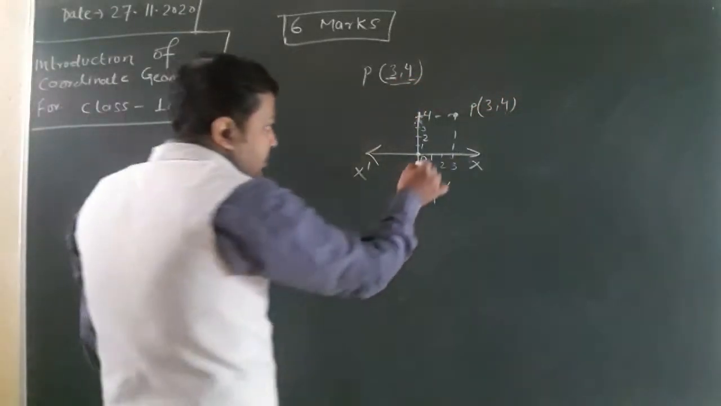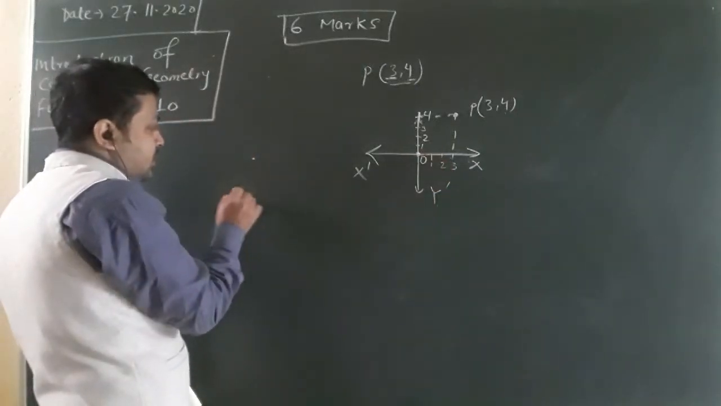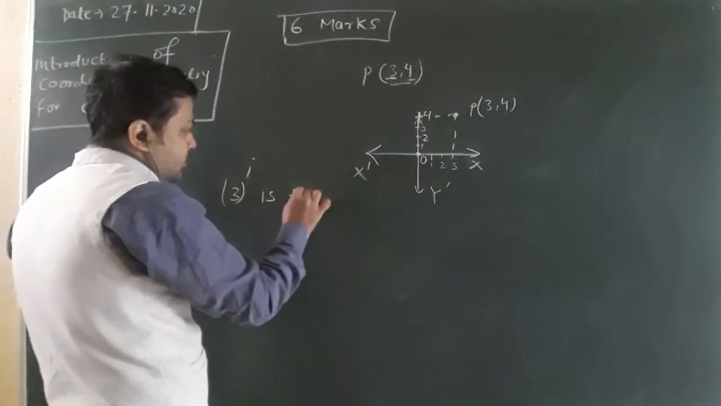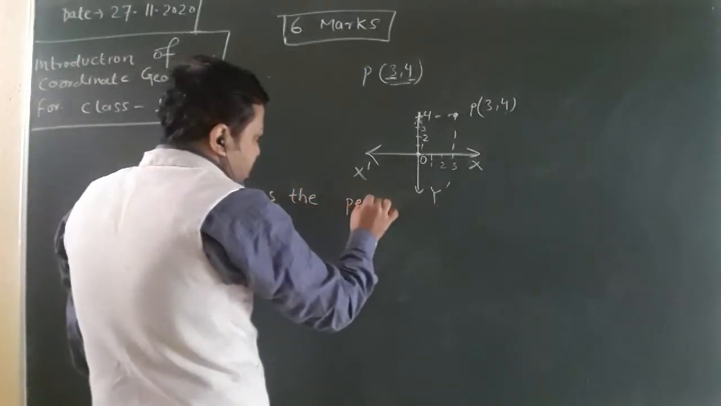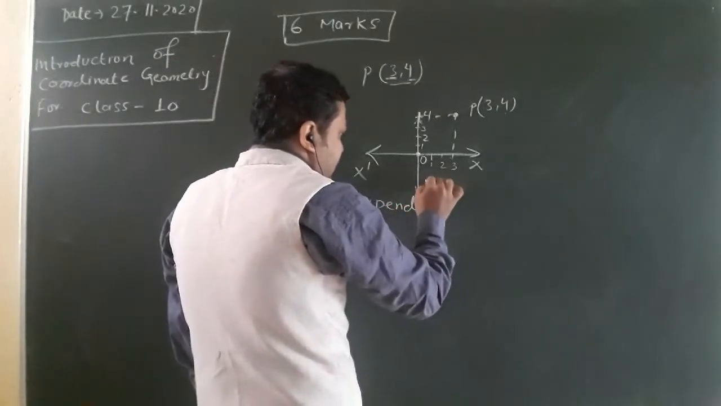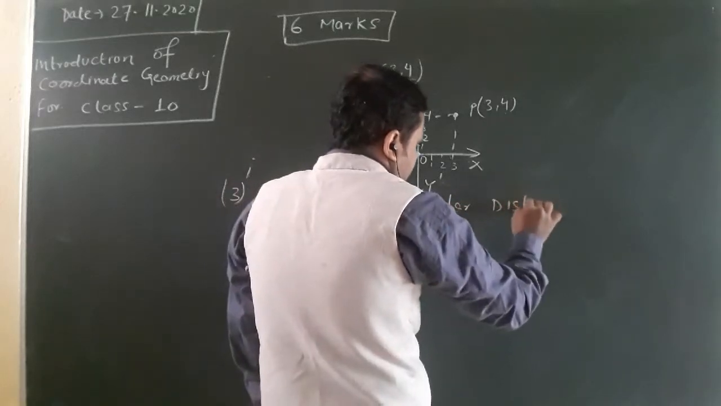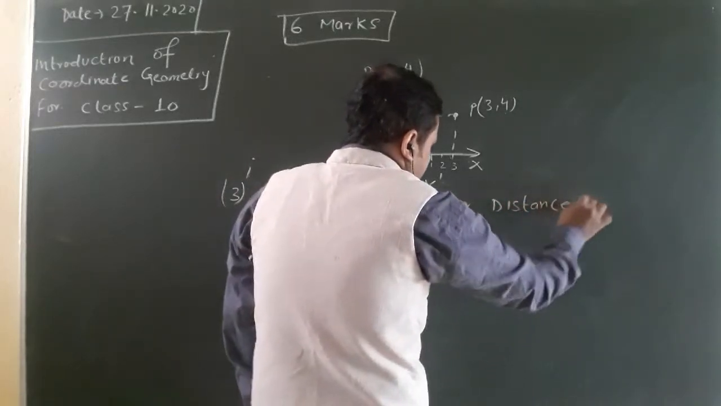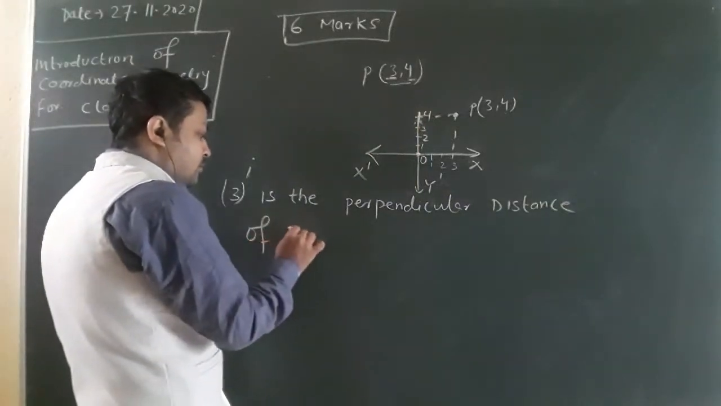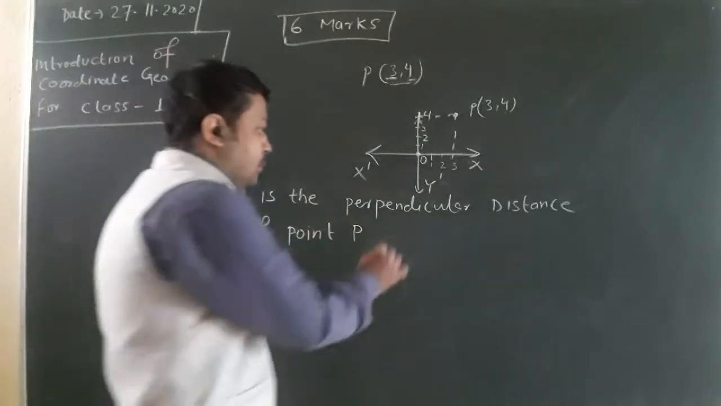Actually, for this point P, 3 is the perpendicular distance. 3 units is the perpendicular distance of point P from the y-axis.